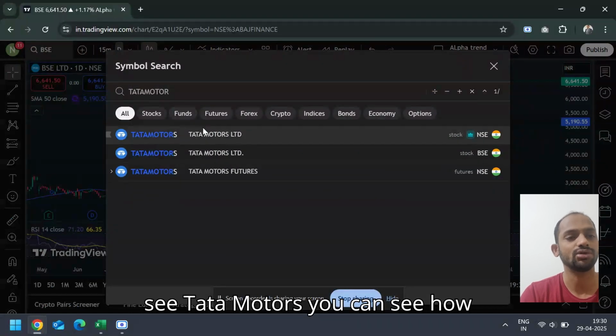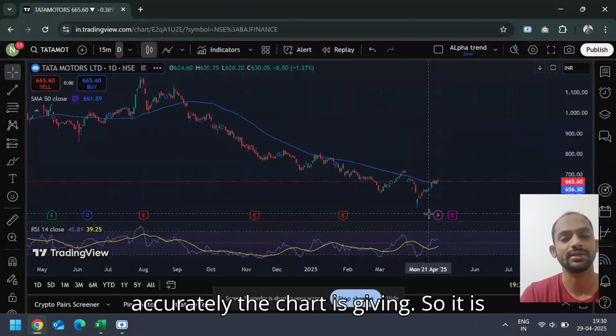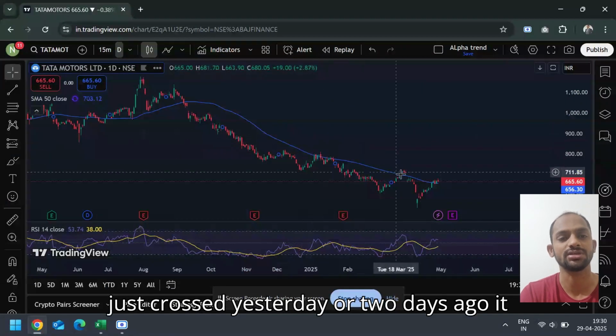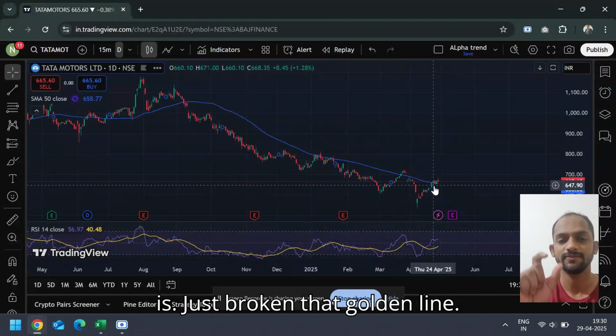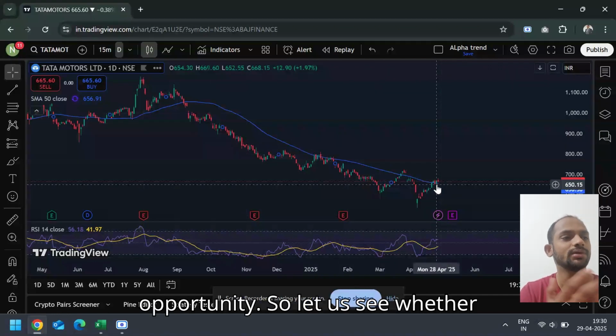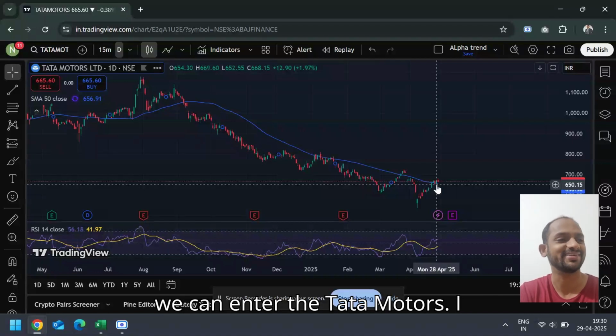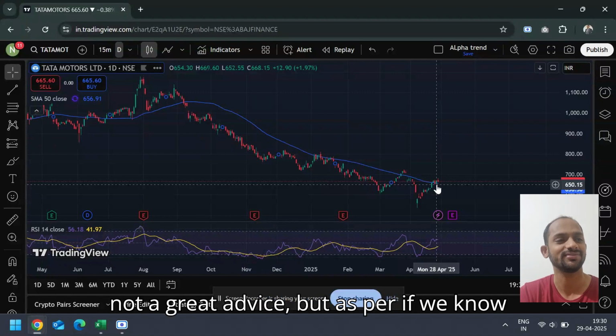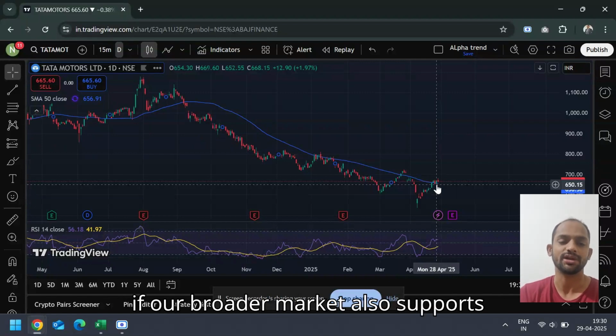See Tata Motors, you can see how accurately the chart is giving. It has just crossed yesterday or 2 days ago. It has just broken that golden line. So this is where we can find an opportunity. So let's see whether we can enter Tata Motors. I think we can enter Tata Motors. It's not trade advice, but if our broader market also supports and our global market also supports. So this is it, good evening everyone.